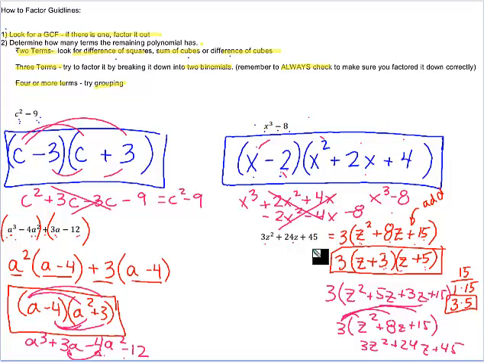Okay, so look, we factored all 4 of those, and then we went through and checked them by distributing it back out, and we got the same thing, so we know we factored them correctly. We'll do a few more examples of these.